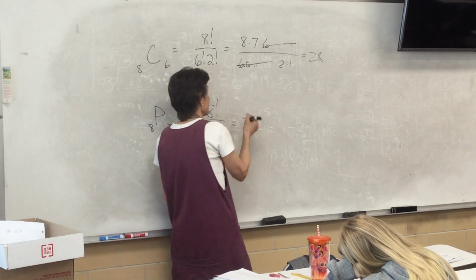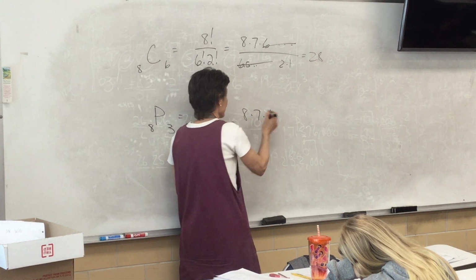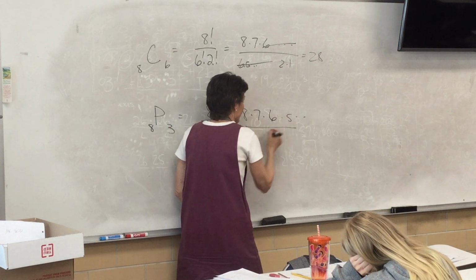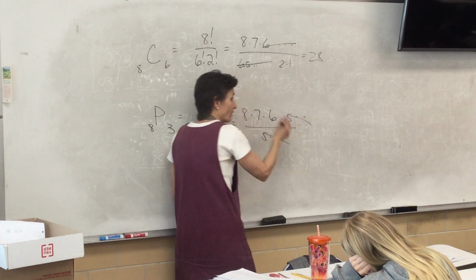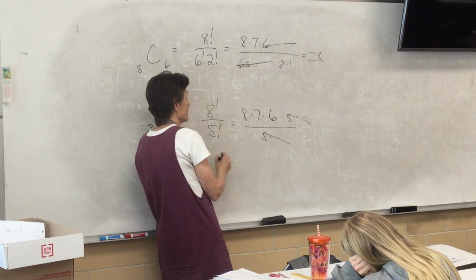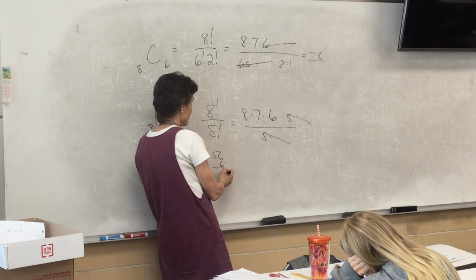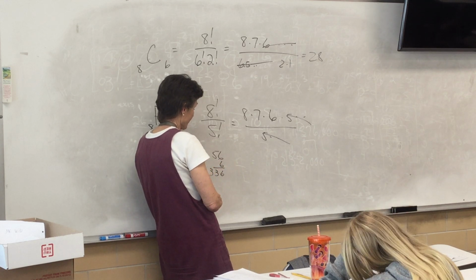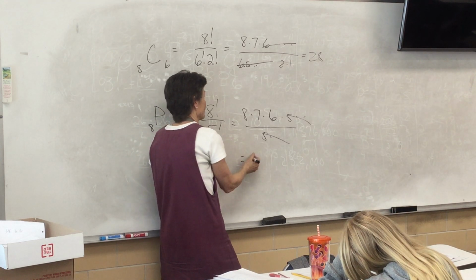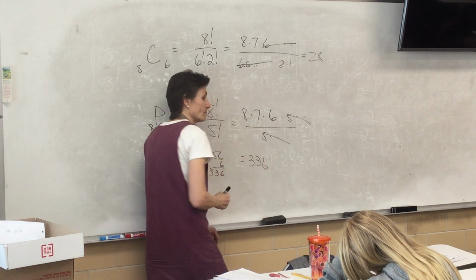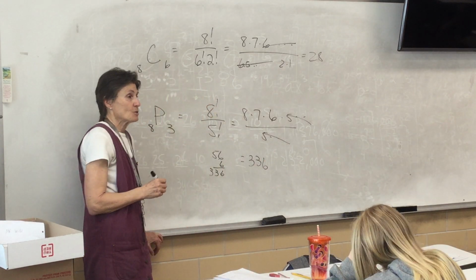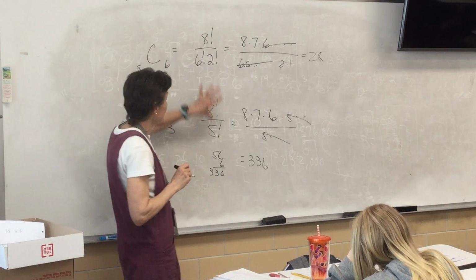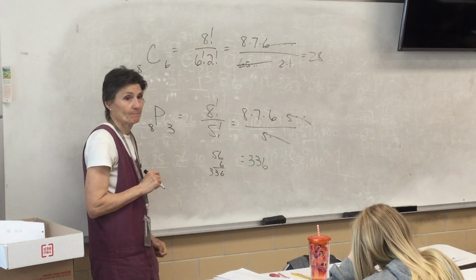So we can cancel the same way. 8, 7, 6, won't the 5 go away with this stuff down here? All that's gone. So your answer will be 56 times 6, which is 336, I think, if I times right. So if you don't remember those little formula things on how to set these up, study it.